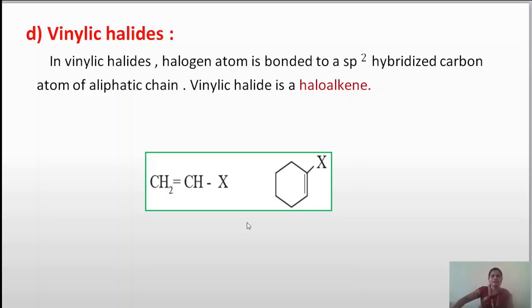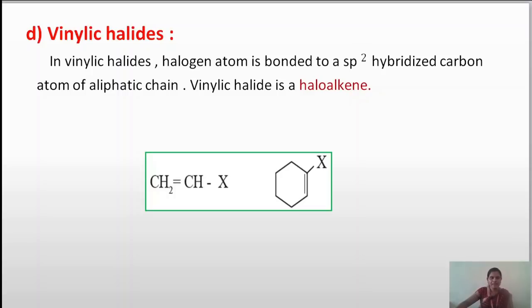Next type is the vinylic halide. In vinylic halides, the halogen atom is bonded to an sp2 hybridized carbon atom of an aliphatic chain. A vinylic halide is a haloalkene. Now a vinylic halide is simply your haloalkene.